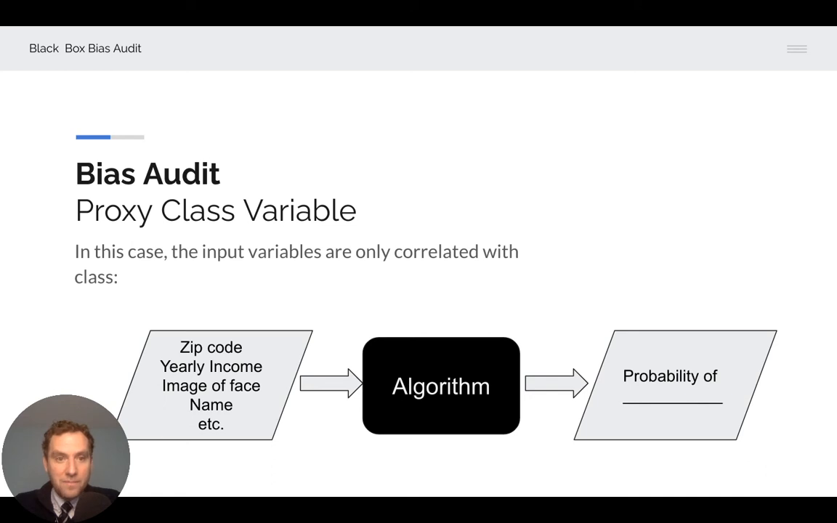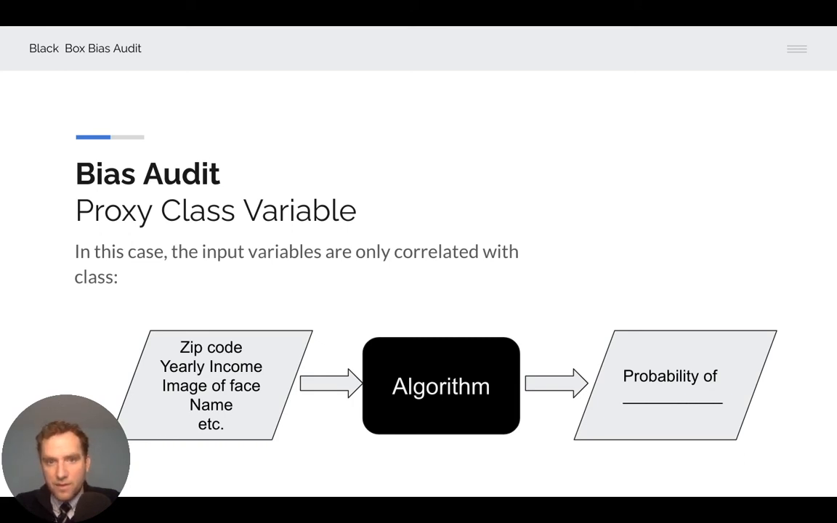Yearly income might be correlated with race or gender. The image of your face, right? It's kind of hard to hide facts about yourself from an image of a face, and so that encodes by proxy a lot of things about you. Your name might have some cultural information that is a proxy for either race or gender, etc.